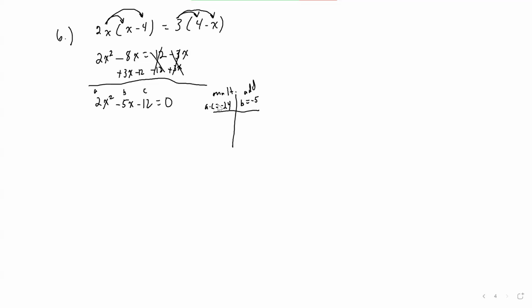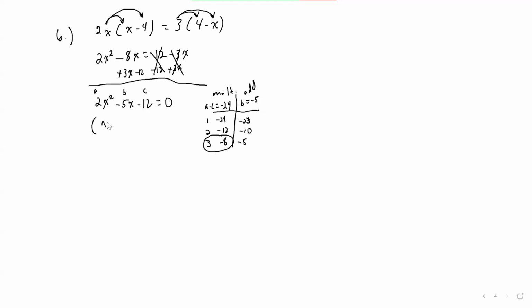In this situation, again, you just kind of go through your multiples. I want to multiply to a negative, so one of them has to be a negative. And since I'm adding to a negative, that tells me a bigger number has to be negative. So I do 1 and negative 24, and that gives me negative 23, so that did not work. 2 goes in 24 12 times, but that would give me negative 10. 3 goes into 24 8 times, and that would give me negative 5. So there's my winners right there.